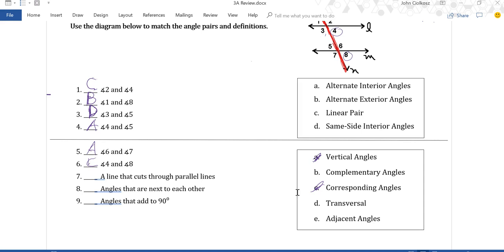Next, we have a line that cuts through parallel lines. Well, that's our definition there of transversal, so D. Angles that are next to each other, we talked about that in class. Adjacent. And angles that add up to 90, that's our definition of complementary.